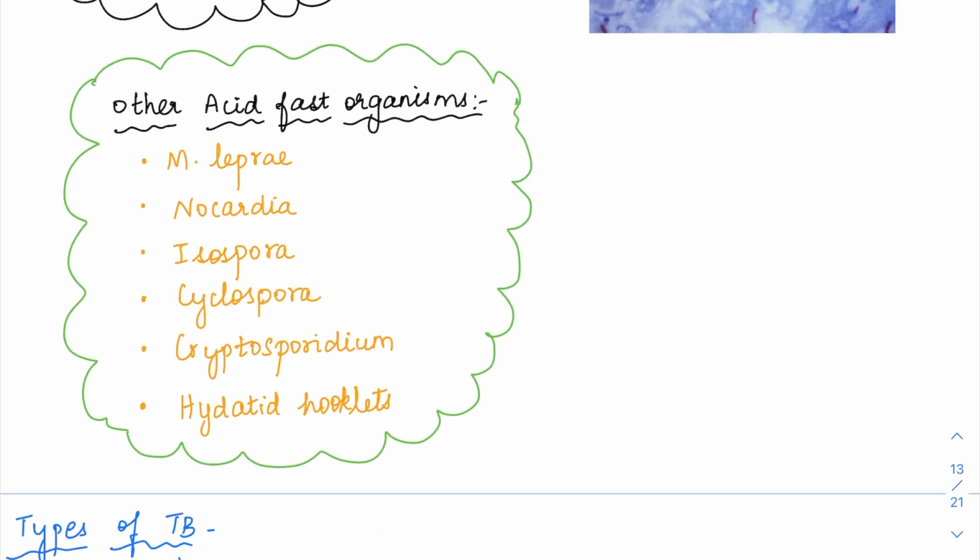So what are the other acid-fast bacilli or acid-fast organisms which can also stain with Ziehl-Neelsen's technique? These are Mycobacterium leprae, Nocardia, Isospora, Cyclospora, Cryptosporidium, and hydatid hooklets. It can be asked in all or true except kind of questions. So remember these examples also, which are examples of acid-fast organisms.